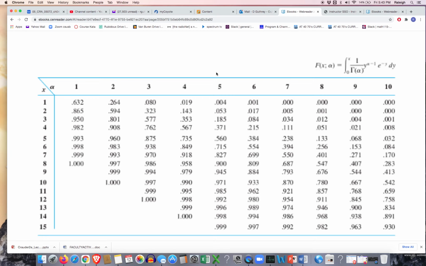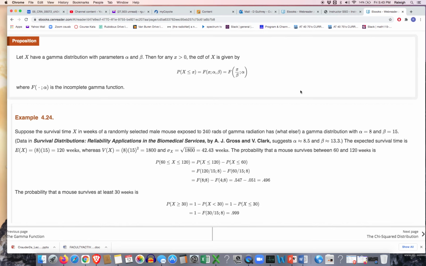So let's see, comma alpha. Alpha is the last number. I apologize for that. So alpha is the 8, and we're only looking at the 2. So that's 0.001. So I was pointing at the wrong number. So x semicolon alpha is 2 semicolon 8, according to this book. And yeah, 1 minus 0.001 is practically 100%.